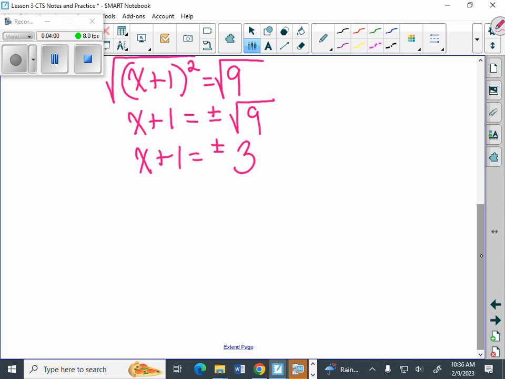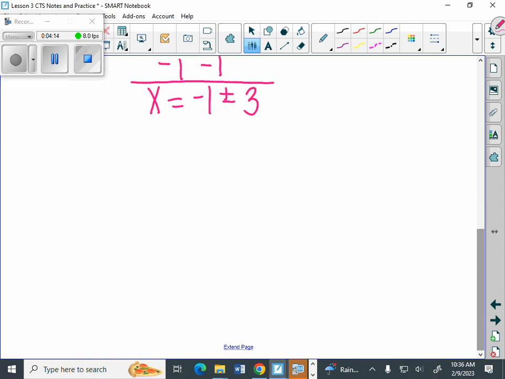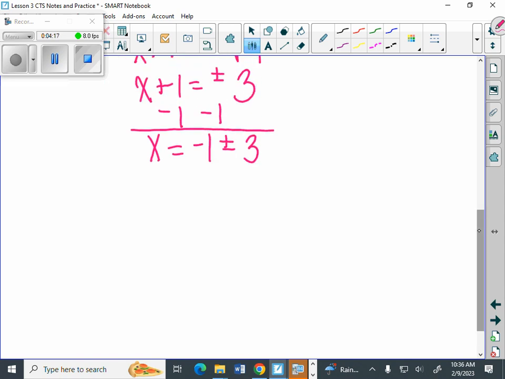So now we don't have any square root left in the problem. We can subtract 1 from both sides. And we get x equals negative 1 plus or minus 3. But we don't want to leave it in that form. We want to get exact answers. So one of our answers is negative 1 plus 3, and our other answer is negative 1 minus 3. Negative 1 plus 3 is 2. Negative 1 minus 3 is negative 4.